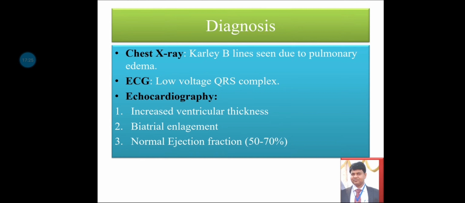If we want to diagnose this condition, on the X-ray we can see Kerley B lines due to pulmonary edema, and on the ECG we can see a low voltage QRS complex. Under echocardiography we can see increased ventricular thickness along with atrial enlargement, and the ejection fraction appears to be normal, between 50 and 70%. So these are the criteria by which we can diagnose the condition.